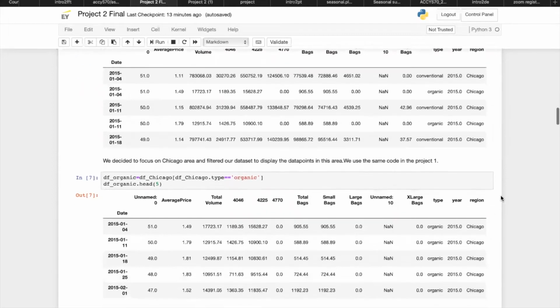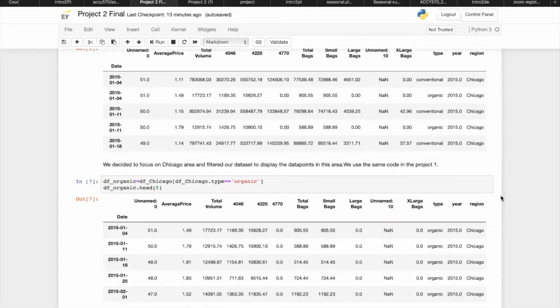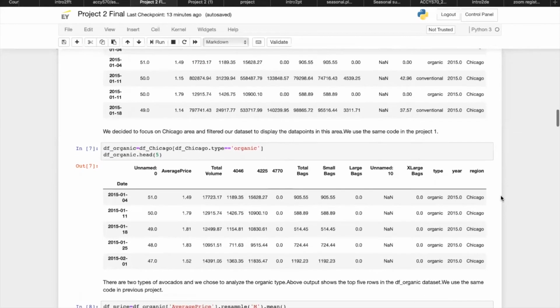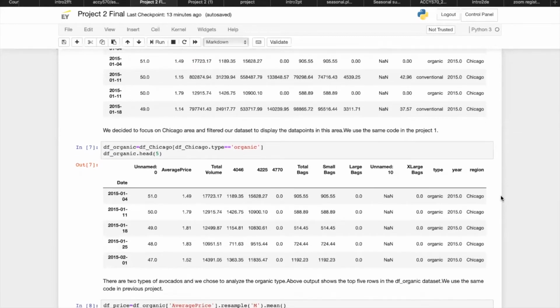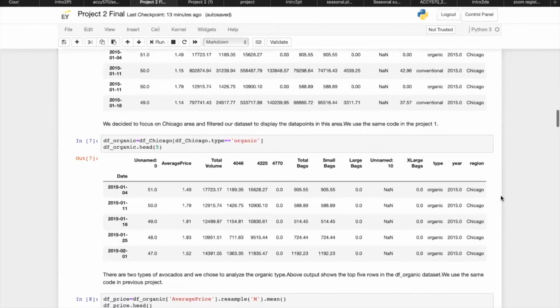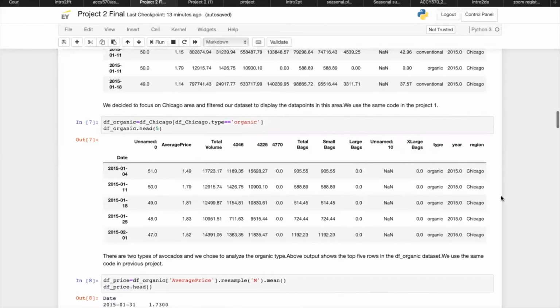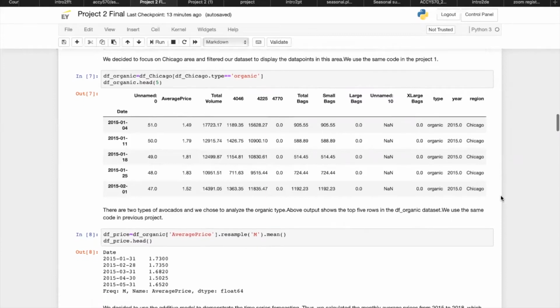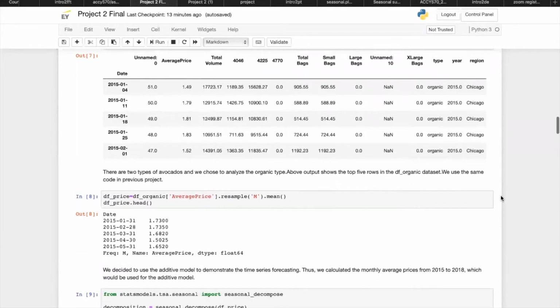Since we decided to focus on the Chicago area, we filtered our dataset to display the data points in this area. This code is similar to the code we used in the previous project. Also, there are 2 types of avocados, and we chose to analyze the organic type. The above output shows the top 5 rows in the organic data frame, and this code is the same as the previous project.